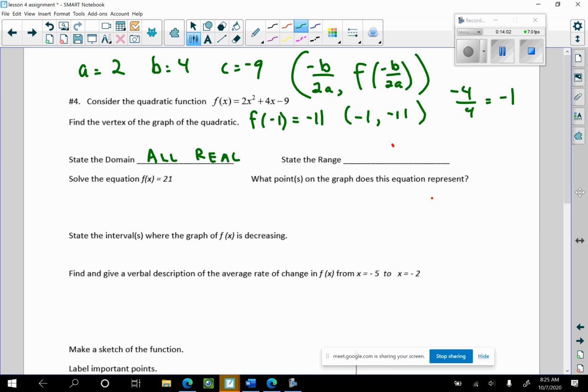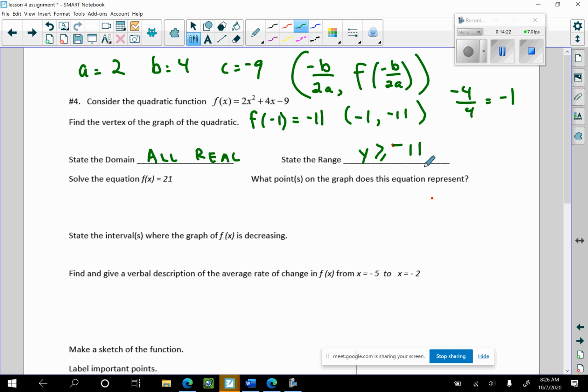But you have to decide whether the graph opens up or down. Does this graph open up or down? It opens up because a, which is 2, is positive. So I know my range is going to be y is greater than or equal to negative 11. Yay or nay? All right.